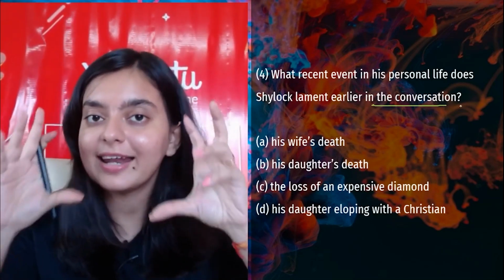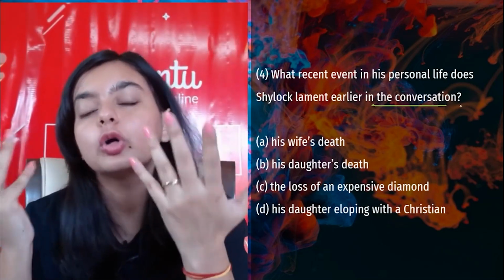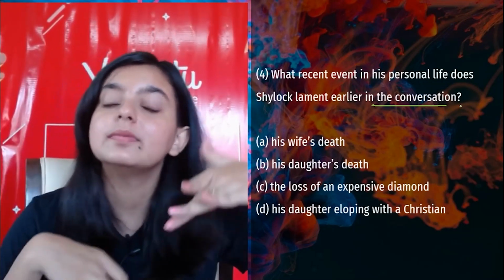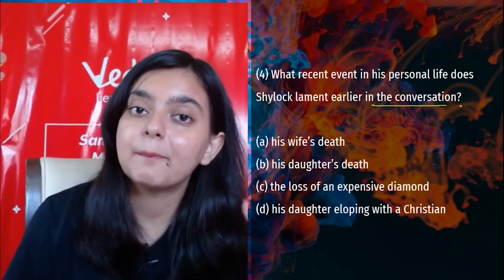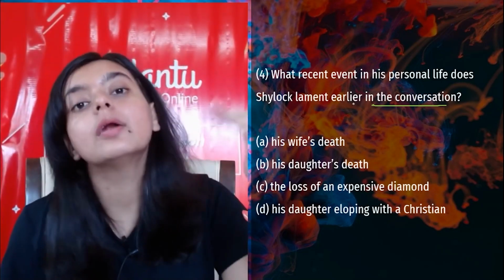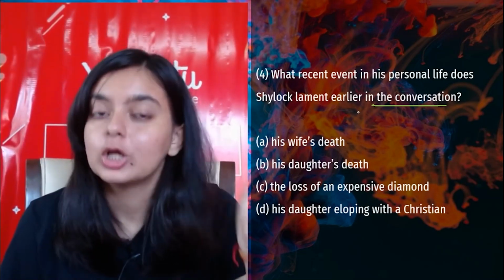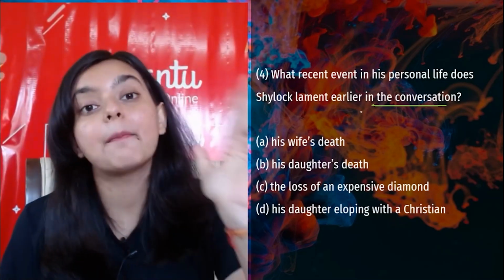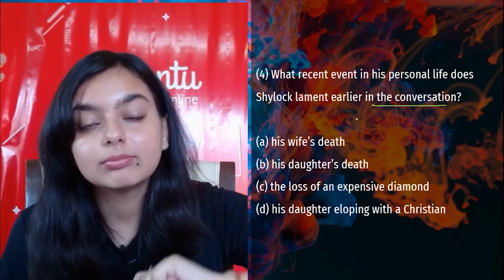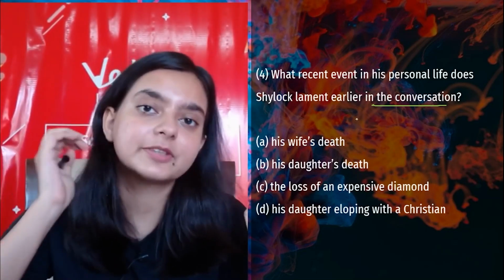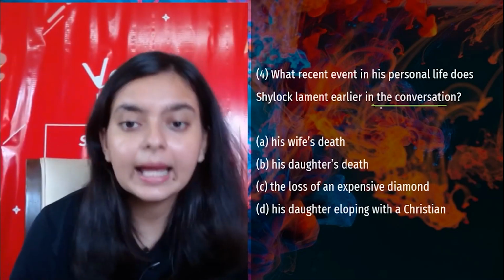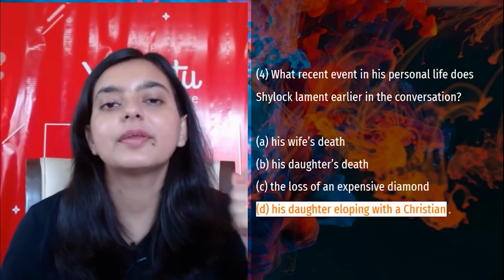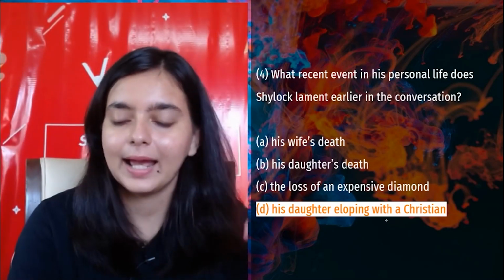When you are given an extract, it is possible that you could be asked questions not just from that part of the extract which has been given to you, but from whatever had happened earlier, or what is going to happen next in the play. So please look at the context, what had happened earlier, and what is going to happen next. This is something you need to be absolutely prepared with. The answer over here would obviously be his daughter eloping with a Christian. You know that Jessica had eloped, right?